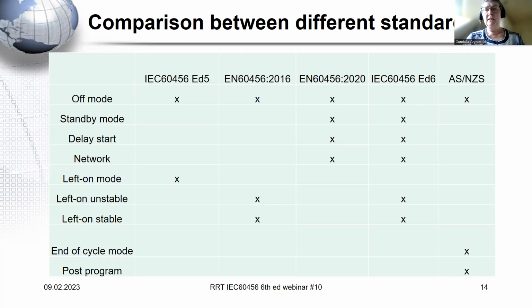The Australian standard, and here I'm not sure, but I believe we have some Australians with us here today. From their standard, I know there's the off mode because this is where the international standard edition 5 was coming from. And I know that there's an end of cycle mode and a post-program mode, and all of this is measured. And the difference, the only one I'm aware of, is the point of the open or not open door.